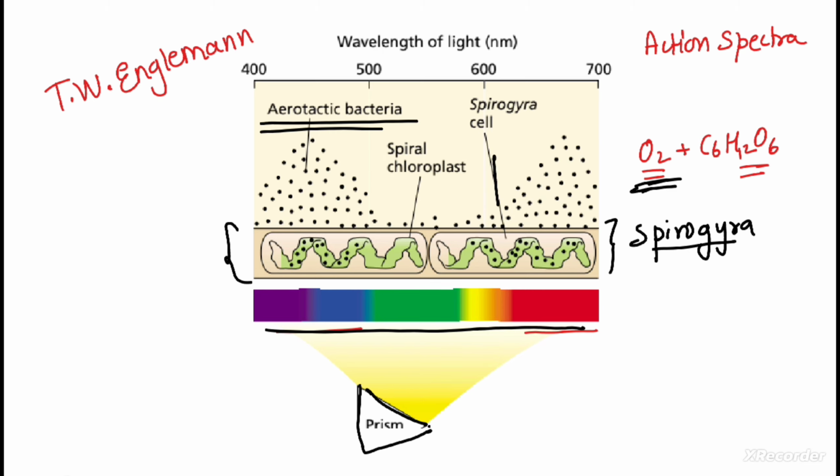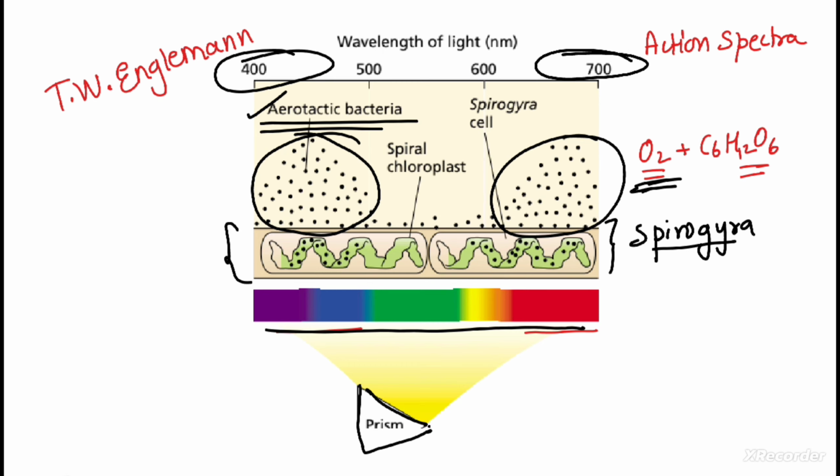This is your red light and this is your blue light. So in these two regions, the photosynthesis rate will be quite high, that is, more and more oxygen will be released. Now, since these bacteria love to grow in aerobic conditions, they started aggregating at these two different sites, near 400 nanometer and 700 nanometer, because these were the regions of blue light and red light. This is what is termed the action spectra. So these are the basic experiments which we should know while giving this exam.